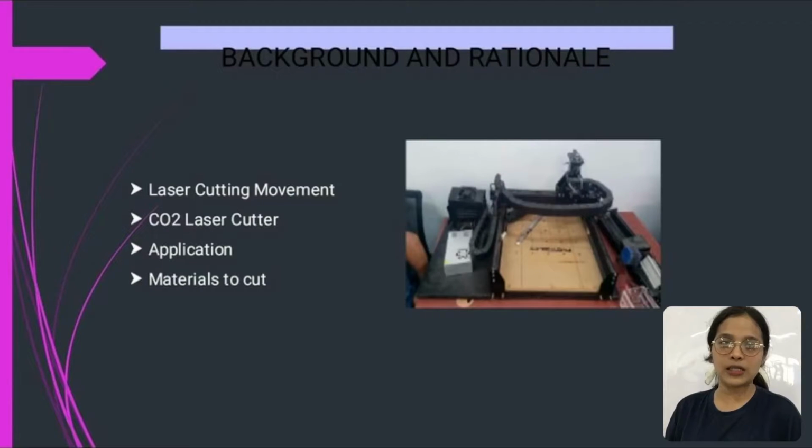Our paper's background and rationale consists of the laser cutting movement, the CO2 laser cutter, the application of the laser, and the materials to cut.